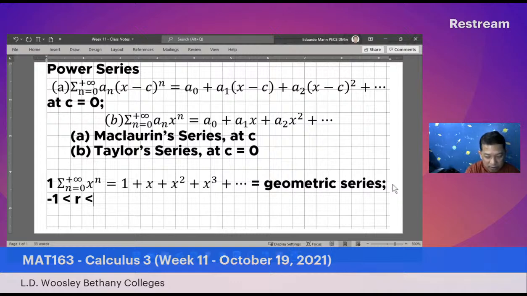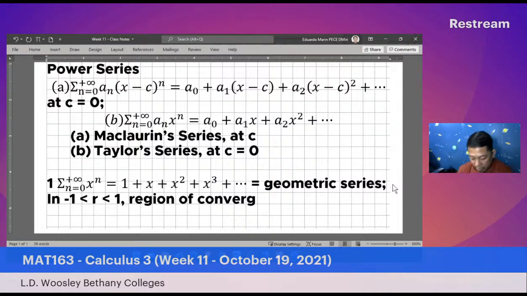So this is the limitation. There must be a fractional ratio for us to have a convergent series. This is what we call the region of convergence. Convergence, I have difficulty with the spelling of this.